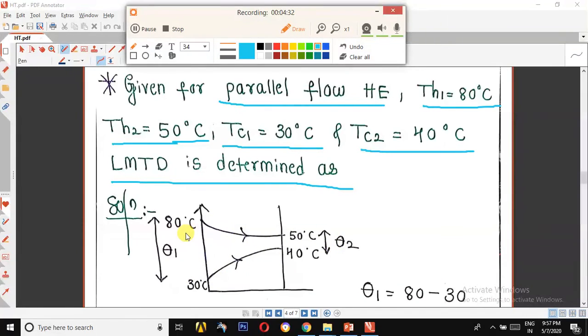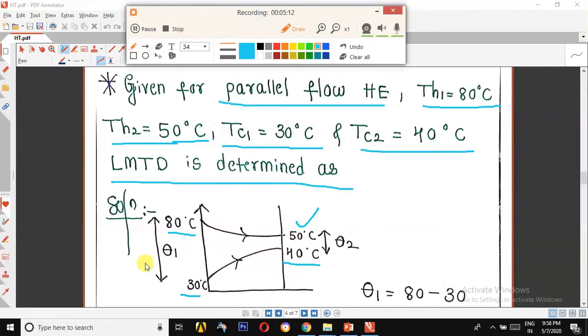Here, both the fluids are flowing in the same direction. The inlet temperature of the hot fluid is 80 degrees Celsius. The outlet temperature of the hot fluid is 50 degrees Celsius. The inlet temperature of the cold fluid is 30 degrees Celsius. The outlet temperature of the cold fluid is 40 degrees Celsius. There will be heat transfer from the hot fluid to the cold fluid. Therefore, the temperature of the cold fluid will increase. The initial temperature of the cold fluid is 30 degrees Celsius and the final temperature is 40 degrees Celsius. The initial temperature of the hot fluid is 80 degrees Celsius and the final temperature is 50 degrees Celsius.